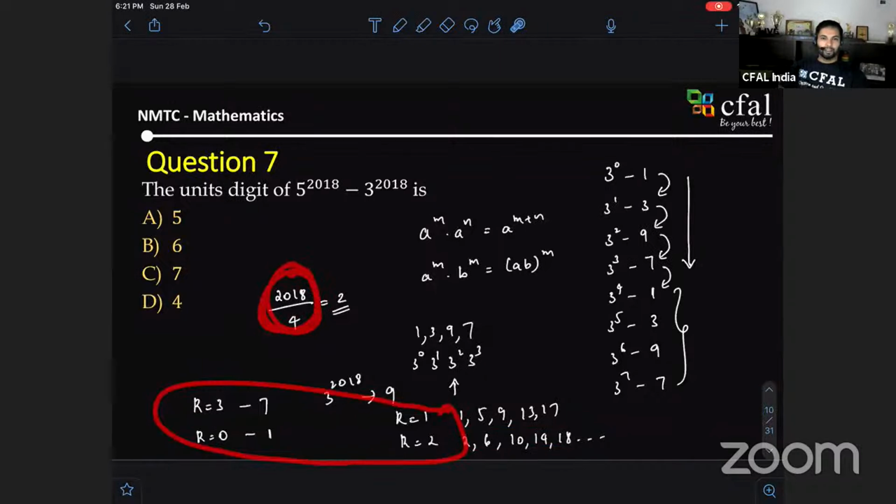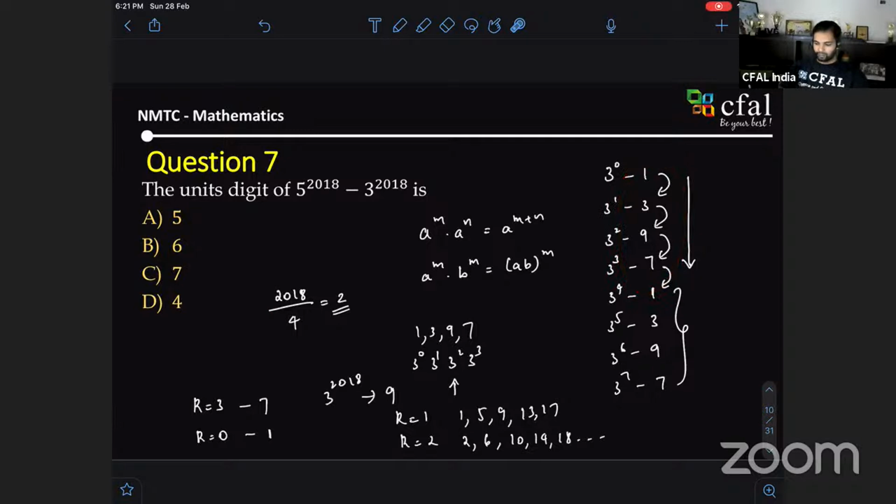Yes, this is a specific pattern for 3 power. You can find out any other power you like. You can find 9 power, 7 power. For every unit's digit, you can take one of the digits and find out. Everything has a pattern.